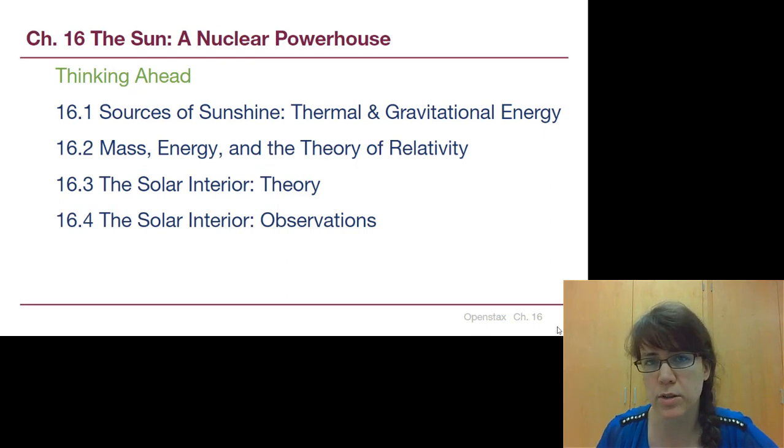A lot of the details and a lot of the images that we saw in chapter 15 of the sun are pictures that we could not make for other stars, because the sun is so close to us. It's sort of its own special field to study solar physics, compared to thinking about the sun as an example star in astronomy.